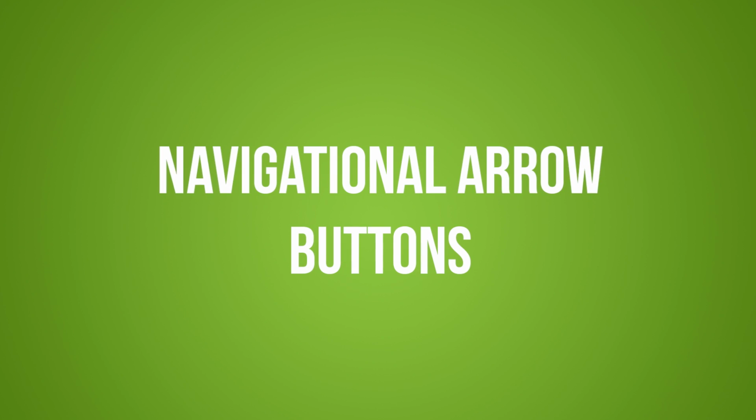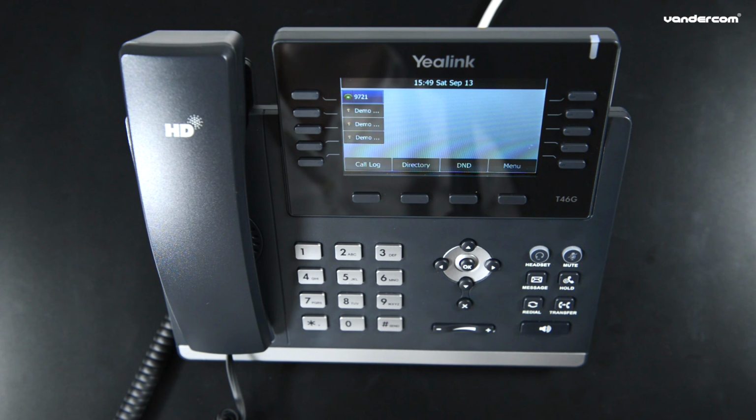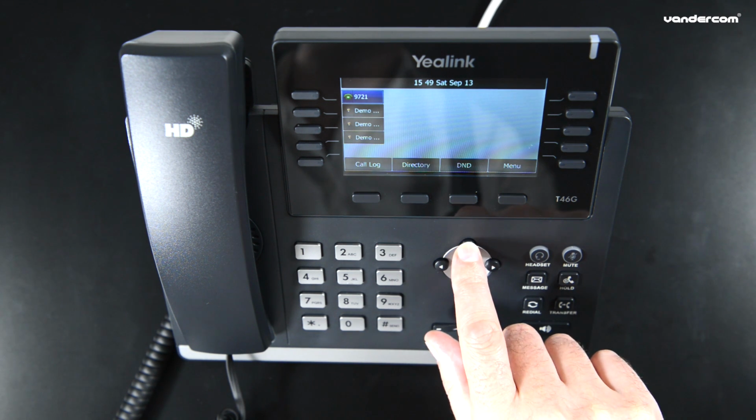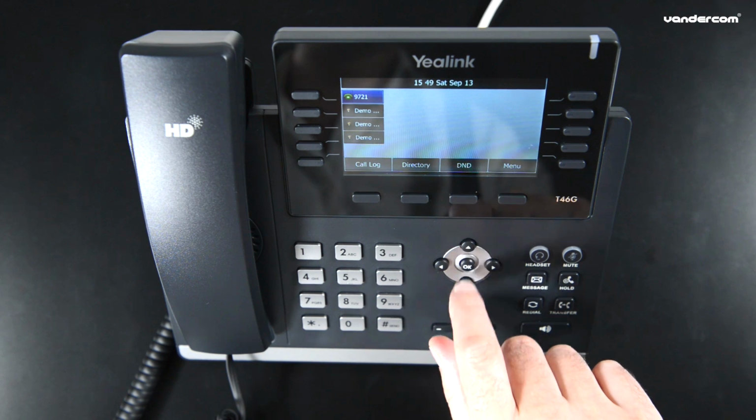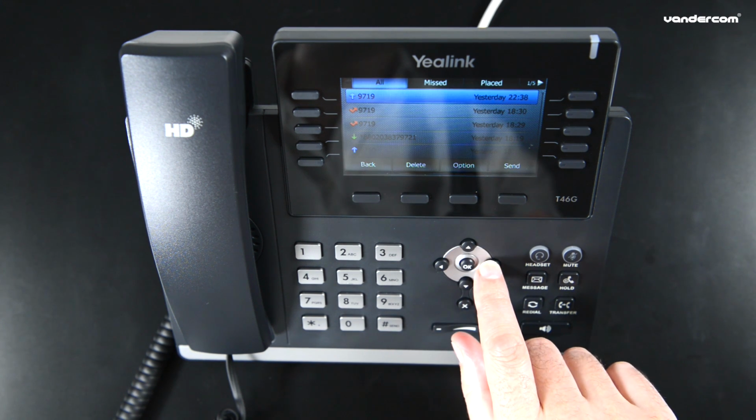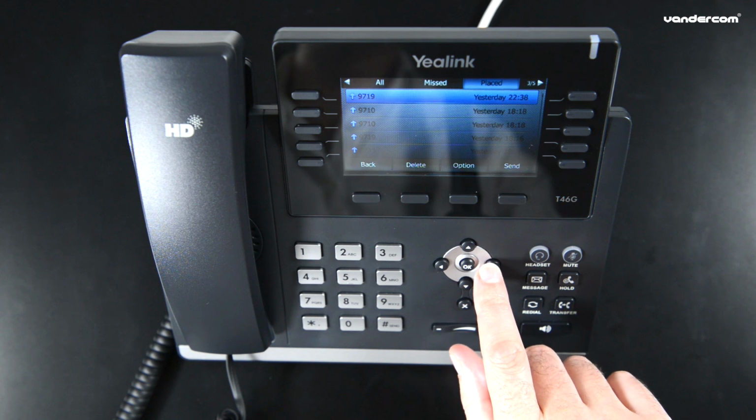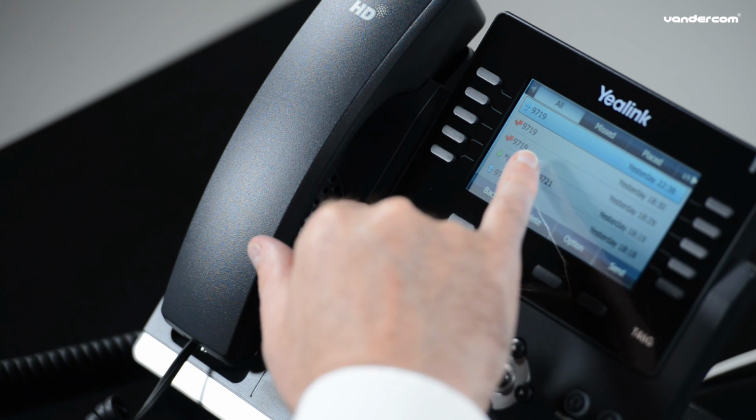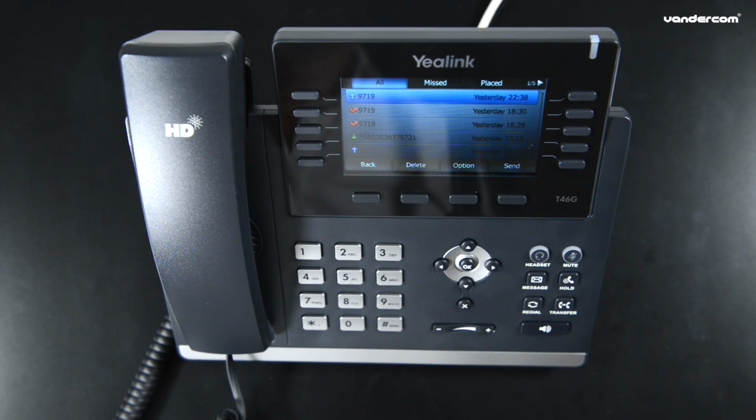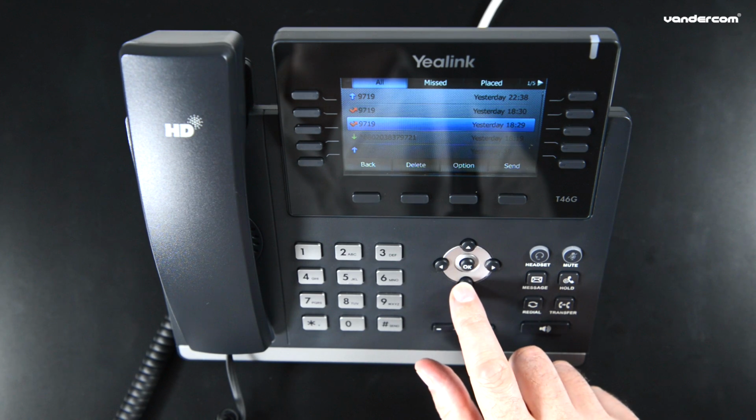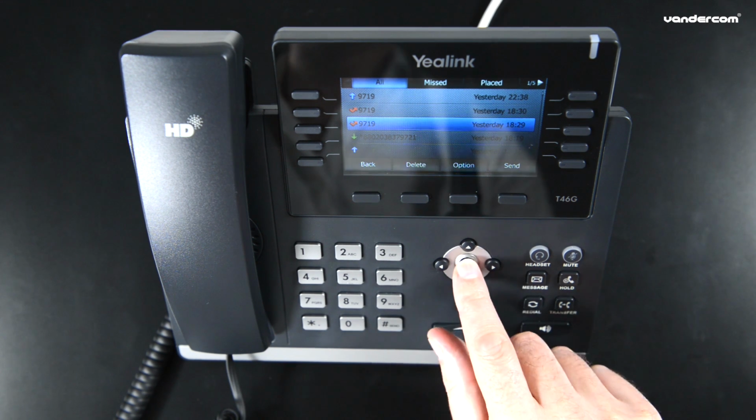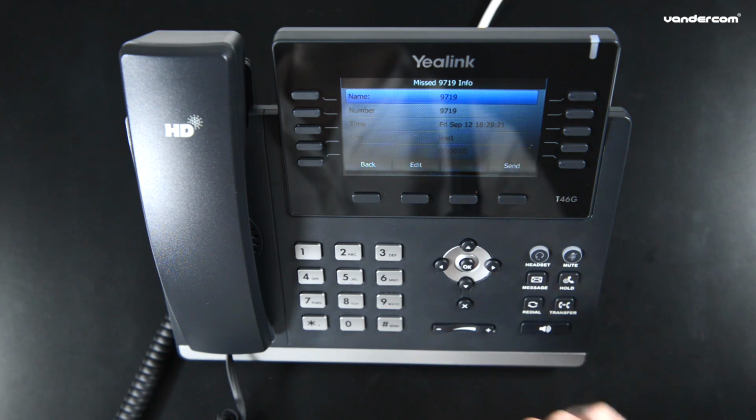Navigational arrow buttons. In the center are the navigation buttons. The up arrow key gives access to your call logs of received, placed, or missed calls. If you are prompted for a web access password, contact your administrator. The direction of arrow icons indicates whether the call is placed, received, or missed. Highlight any number from the lists and press send or the hash key to call. Press OK to view the call information such as time and duration.